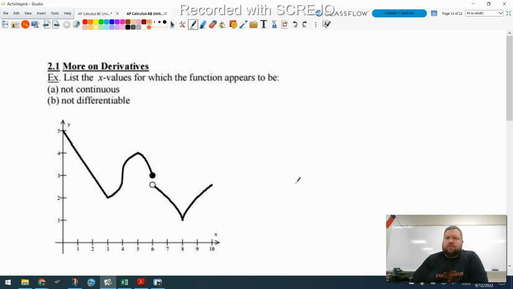All right, hopefully you had a chance to try those on your own there. I only really see one spot right here. It's discontinuous at x equals 6, and that's because there is a jump discontinuity. All right, for letter B, points where it's not differentiable. So this is just a line. That's all differentiable, but right there, x equals 3, I'm seeing a sharp turn. So we know that sharp turns mean that the function is not differentiable.